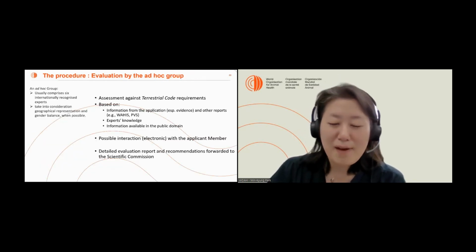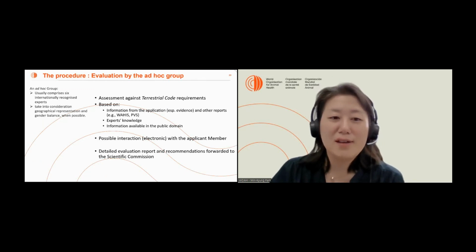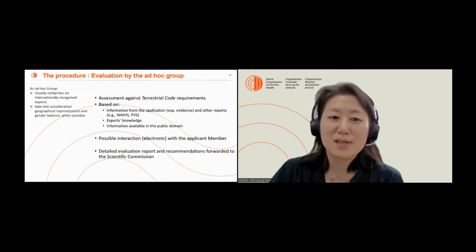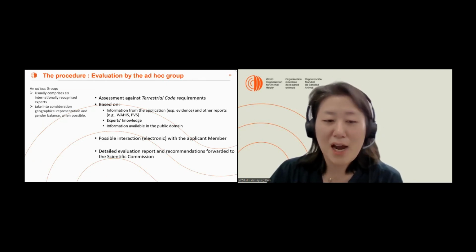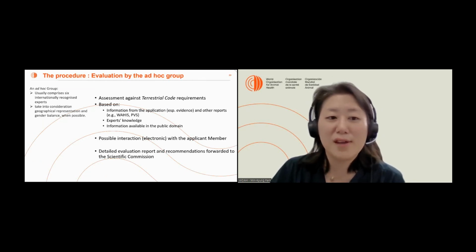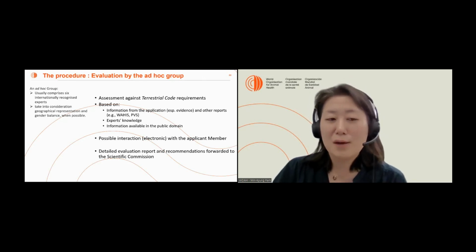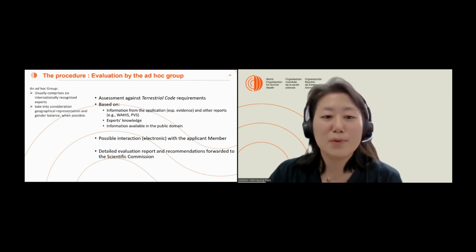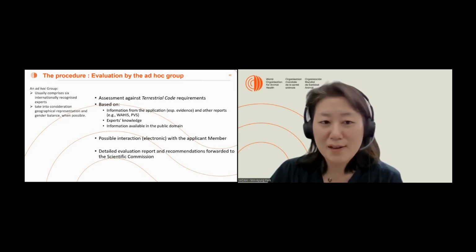And the next step after this pre-screening is done is for the experts of CBPP to be convened as an ad hoc group to evaluate the applications. There are criteria described in the SOP of how the selection of ad hoc group experts is done.